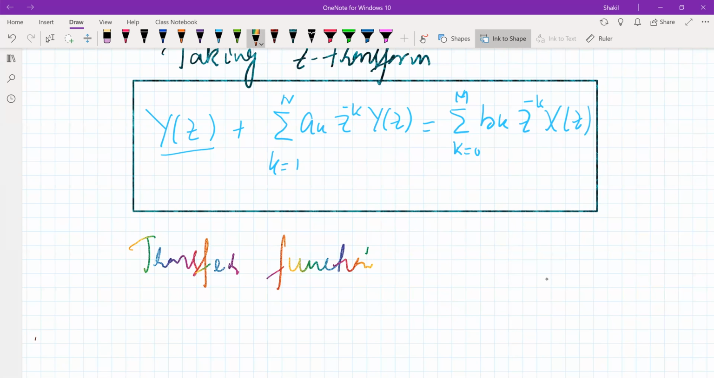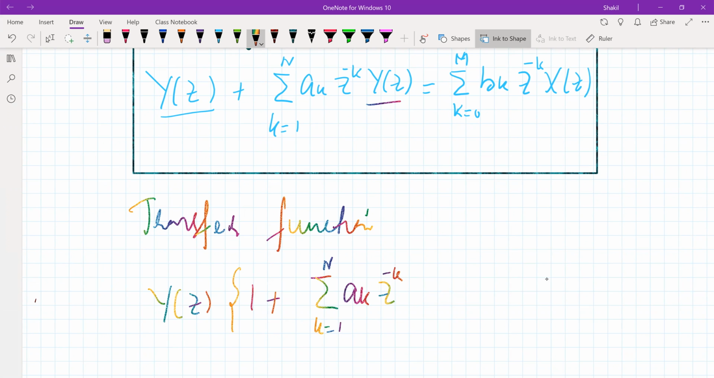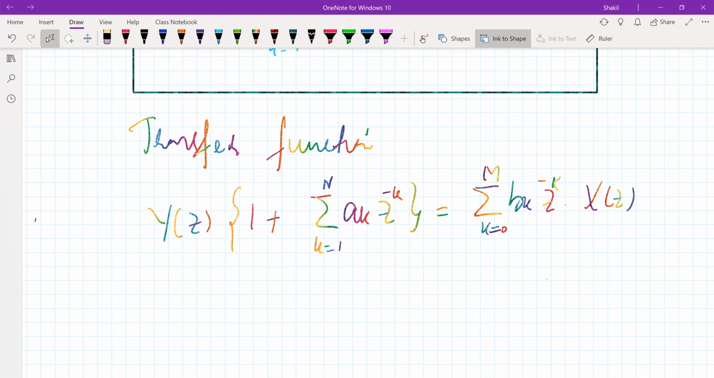How do we do that? By dividing output Y of z by the input X of z. So we can get Y of z times 1 plus summation k from 1 to n a k z raised to minus k is equal to summation k running from 0 to m b k z raised to minus k X of z. X of z is independent of k, so we can write it outside.